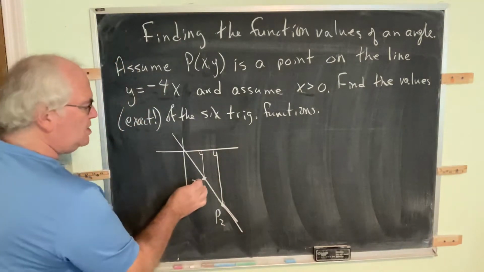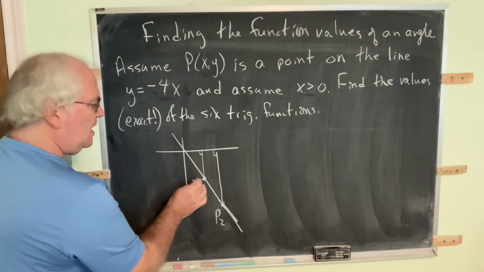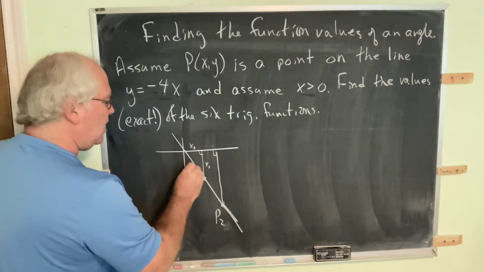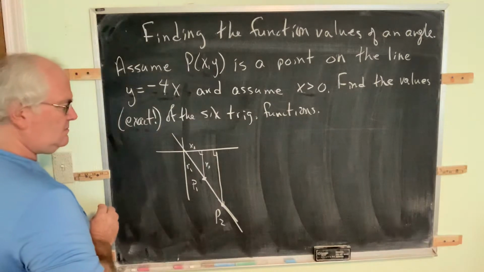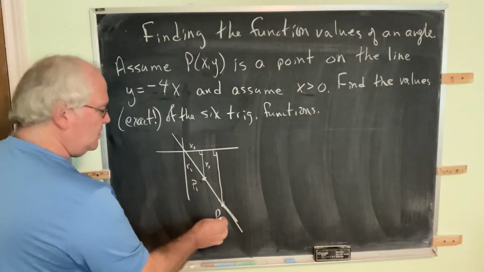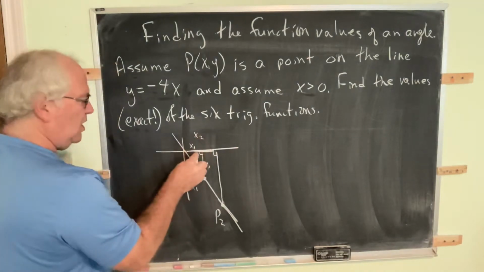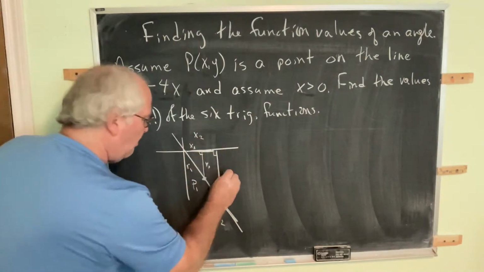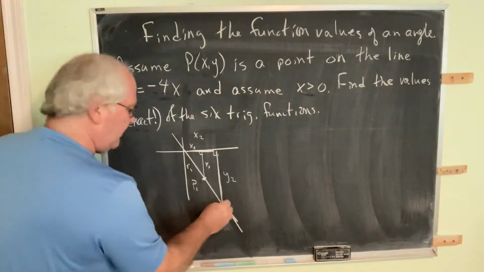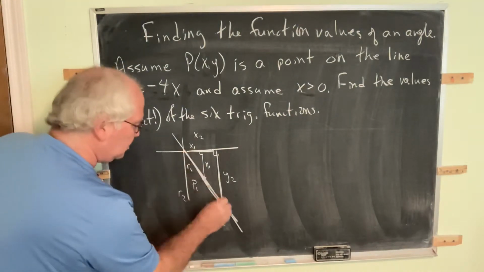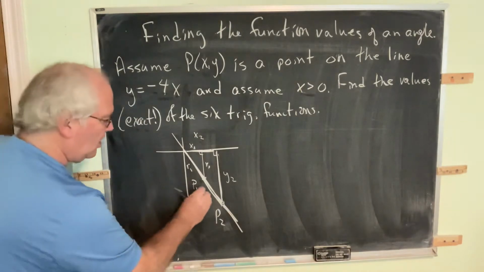And so if we use point number 1, we would be using x number 1, y number 1, and r number 1. On the other hand, if we use P2, we would be using x number 2, the larger value. We would be using y number 2, this larger value. And we would be using r number 2, this larger value. I'll put it down here, r number 2.